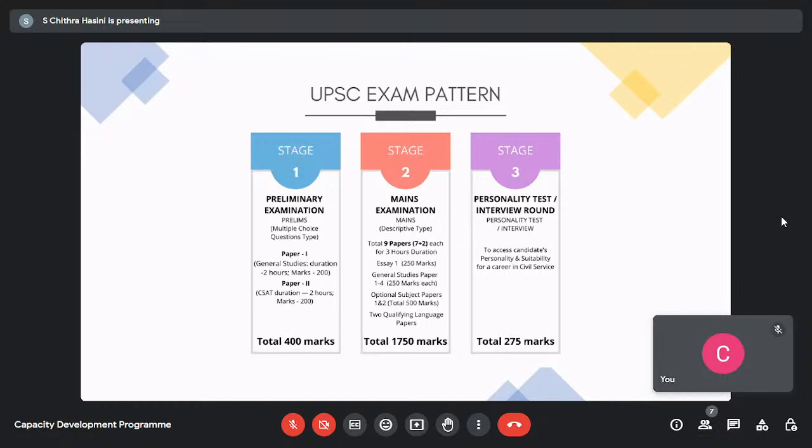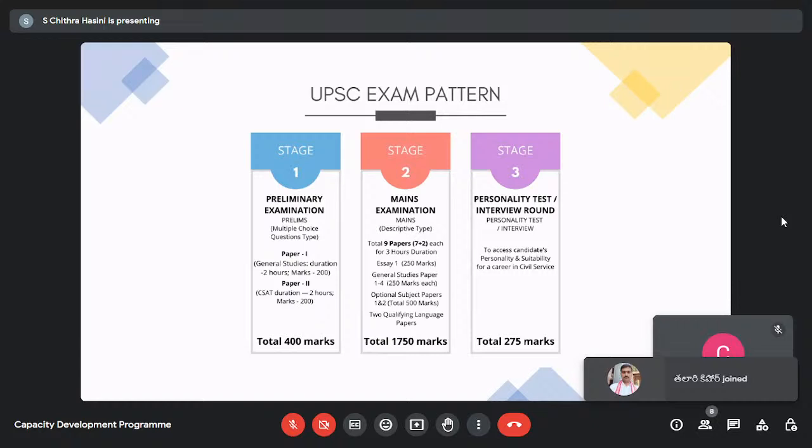And paper two is of qualifying nature. That means the marks which you get in this subject are just for qualifying purposes, and the marks are not added to the final result. You have to score 33% in this paper to get qualified. The duration is 2 hours, and the marks are the same as paper one, that is 200. So in stage one the total is 400 marks. Then if you qualify, you can write the mains examination, that is stage 2 of the exam.